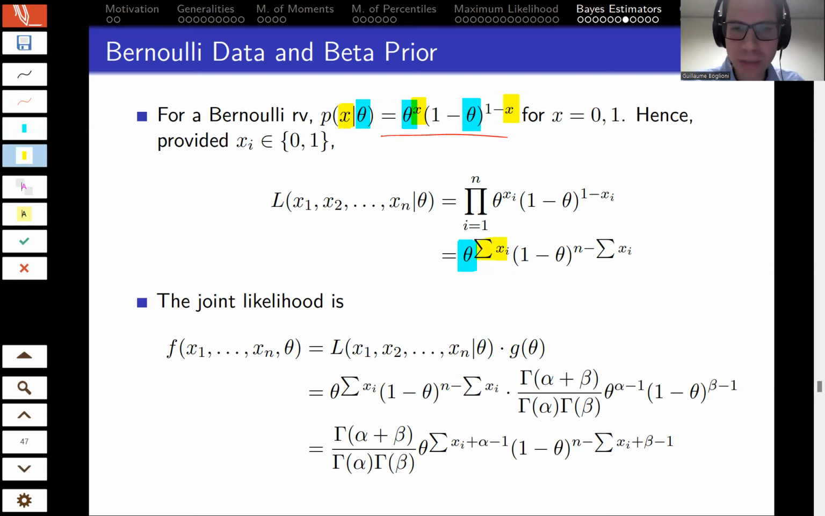Okay, and on the other side, 1 minus theta times 1 minus x1, 1 minus theta times 1 minus x2. In the end, you're going to multiply n times, so you're going to get (1 minus theta) to the n, and then you're going to multiply for every x, so you get minus the sum of all the x's. So that's our joint likelihood of the data given theta.